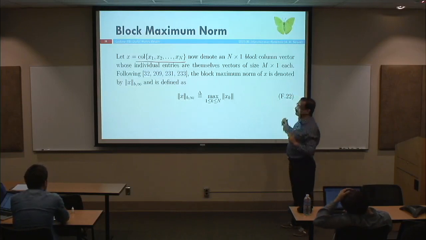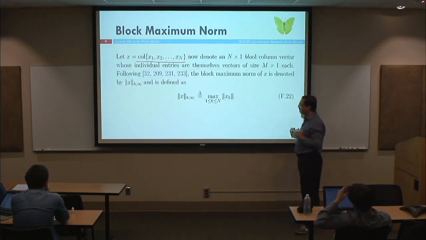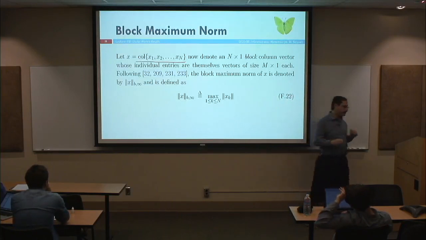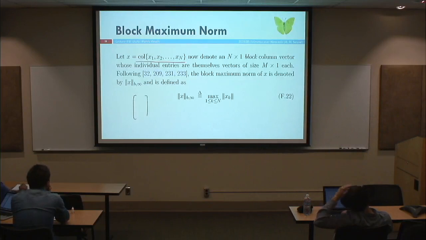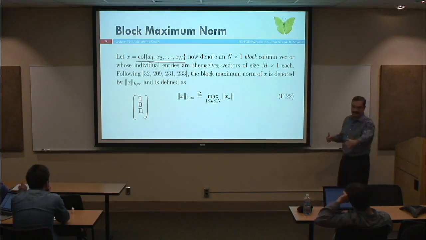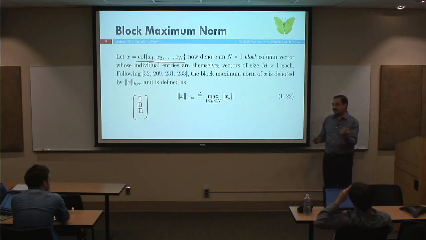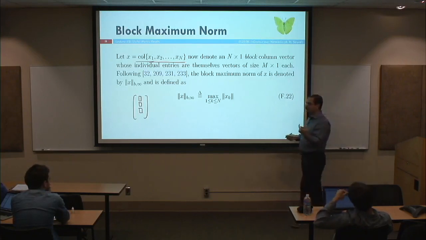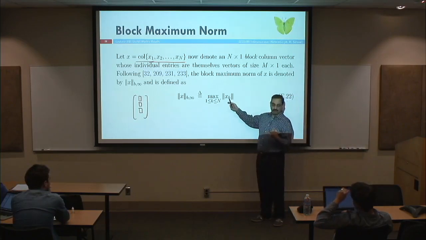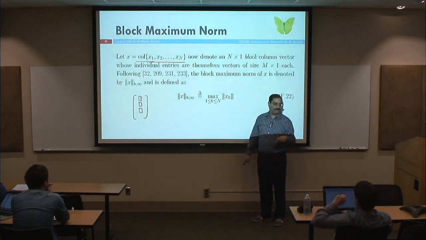So what is the block maximum norm? This is how it is defined. So I have a vector which has block vectors, okay? So x1 is a subvector, x2 another subvector, right? So these are subvectors, the smaller vectors. They could be scalars in an extreme case, okay? So now each one of these subvectors has a 2 norm, right? The maximum 2 norm among them is the block norm.